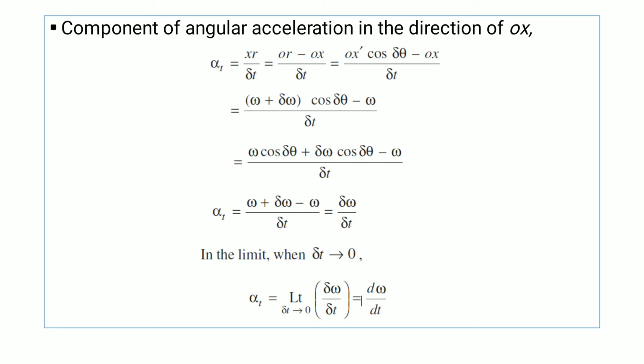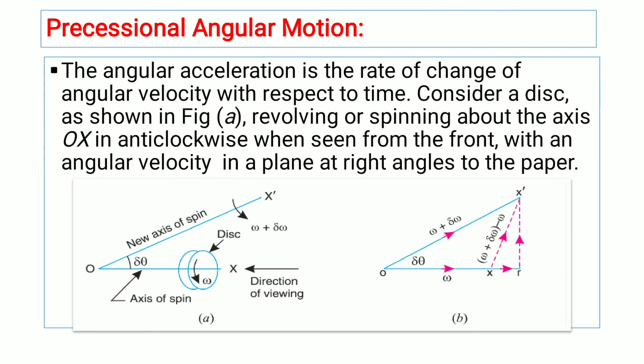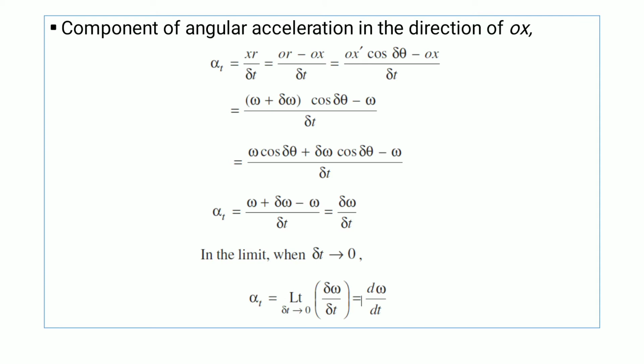We know that first of all XR is the change in velocity upon delta t. So, the change in velocity upon delta t is angular acceleration. From the figure we can say that it is OR minus OX, the change in velocity, divided by delta t. So this is equal to OR, which is nothing but OX dash into cos delta theta, minus OX, upon delta t. If we put the value of OX dash, it is in brackets omega plus delta omega, into cos delta theta, minus omega, upon delta t.